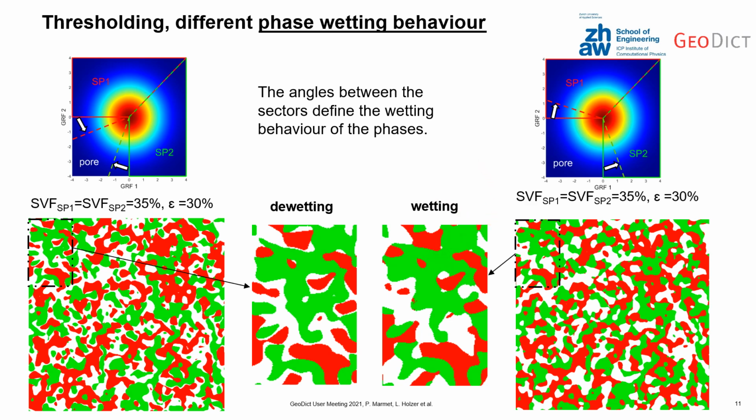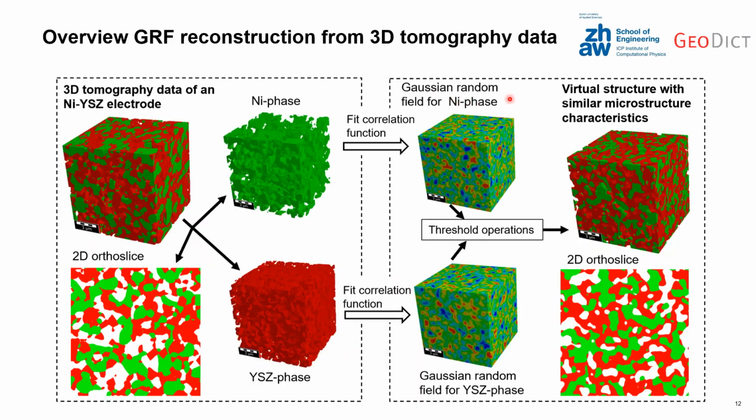It is important to mention that all these variations can be done on the basis of one single set of Gaussian random fields, and all the variations with different volume fractions and wetting behavior can be achieved only by the thresholding. This is one reason why this method is quite computationally efficient. If a Gaussian random field structure needs to match specific tomography data, the following steps are needed, which I will illustrate for the Ni-YSZ electrode.